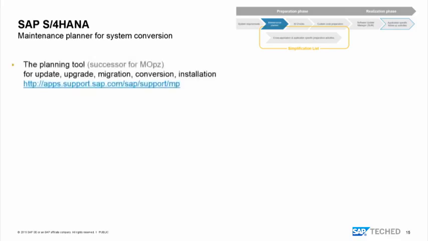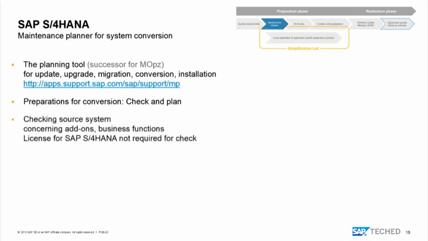It is the successor of the famous maintenance optimizer, MOPZ, which is no longer available. It's a central planning tool. It's a browser-based tool that has access to the system data because your Solution Manager is replicating the data to the SAP backbone, so the maintenance planner knows the status, component level of your system, and you can use it to plan it. Checks in the maintenance planner are checking on component level. It's not only used for a check, it can and will be used for planning as well. So two different aspects. The first is checking the source system concerning components and especially add-ons and business functions. For this check of the source system, your company does not require to have an S/4HANA license already.